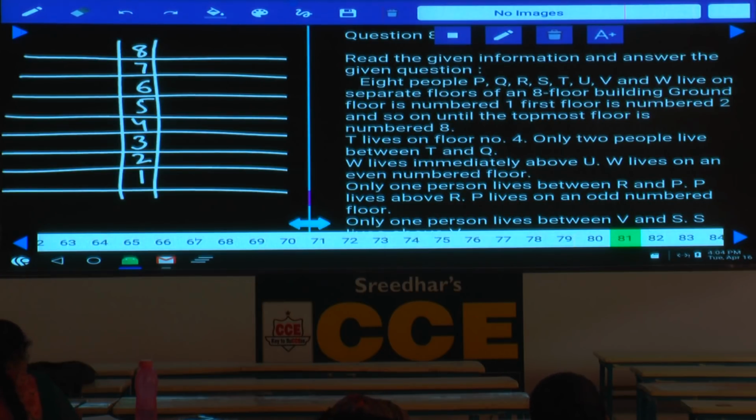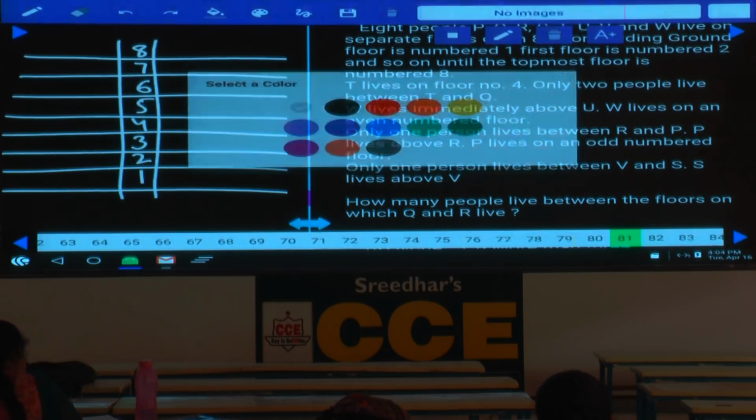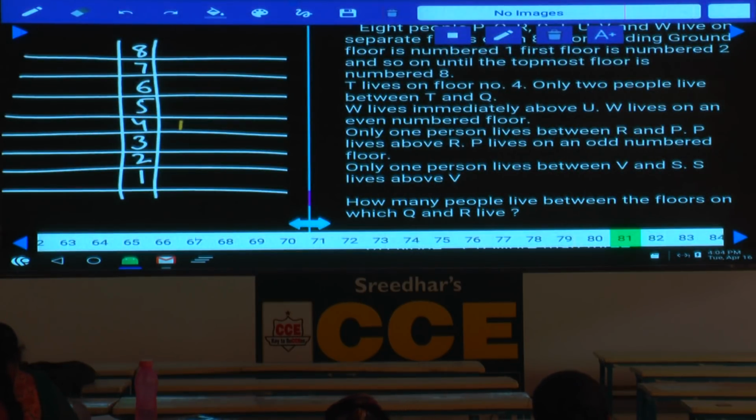Condition number 1, any definite information here? T lives on floor number 4. As T lives on floor number 4, hence this must be T. Only 2 people live between T and Q. Q can be here, that is one possibility. And the second possibility, if T is here and 2 people between T and Q, Q can be on the 7th floor. As Q can be either on the 1st floor or on the 7th floor.